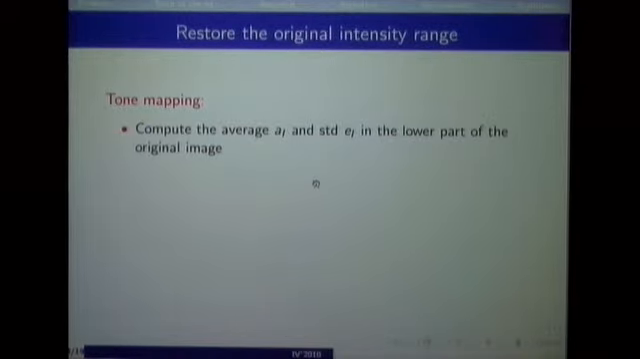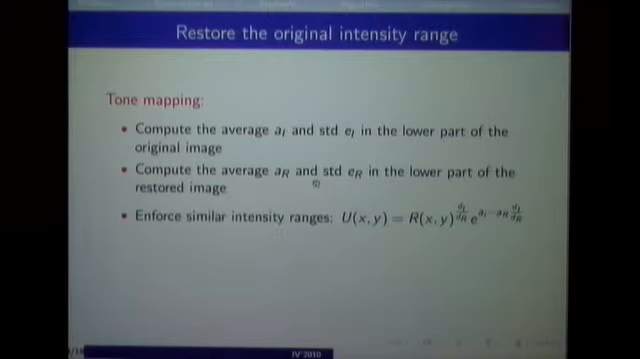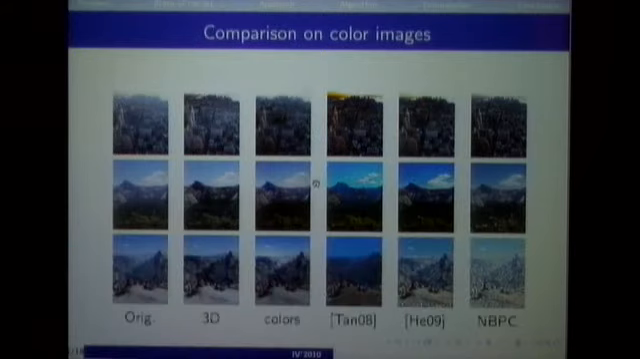So after this algorithm, we have to add an extra step to restore original intensity in the restored image. The idea is it's not very complicated. The main idea is to have, in the lower part of the original and of the restored image, similar averages and similar standard deviation.